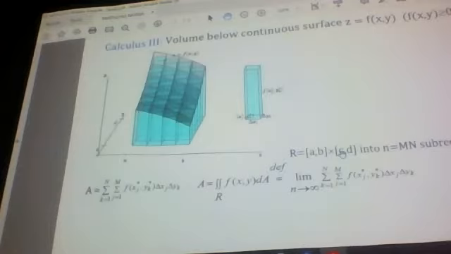Suppose I partition a rectangle, because after all, now if I'm talking about a surface, here's how we sketch it. Z equals f of x, y is a surface.